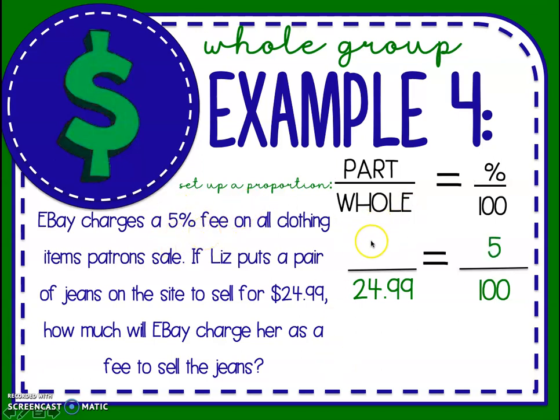To figure out what that would be in dollars, that's what we're looking for. That's our question mark. To solve, we're going to take $24.99 times 5 and then divide out the remaining 100. Remember, when we're dealing with money, we need to keep our hundredths place, so we need to keep 2 decimal points. We cross multiply and divide, and we get that the fee is going to be $1.25. Again, pay attention to that rounding. Make sure you're rounding correctly. So she's going to make $24.99, but that fee, she has to pay back $1.25.